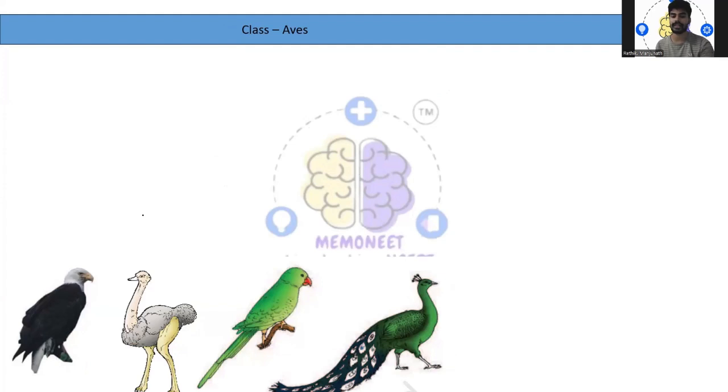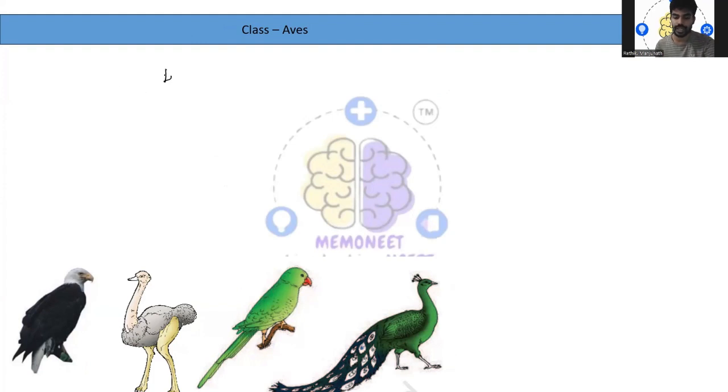The next class is Aves. In Aves, they are featured by the presence of feathers. Most of them can fly. Only a few, like the ostrich and kiwi, are unable to fly. They are flightless birds, but almost all the other birds normally fly. They possess a beak as a mouth, and four limbs.